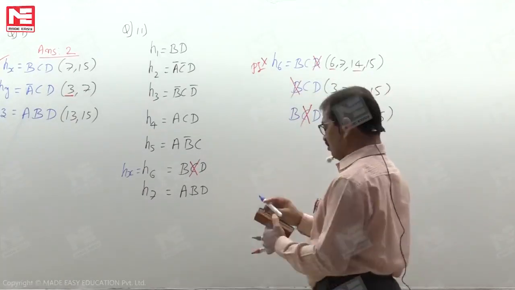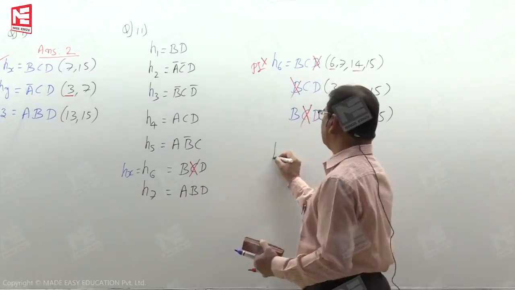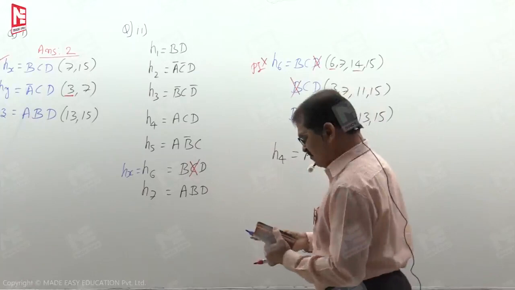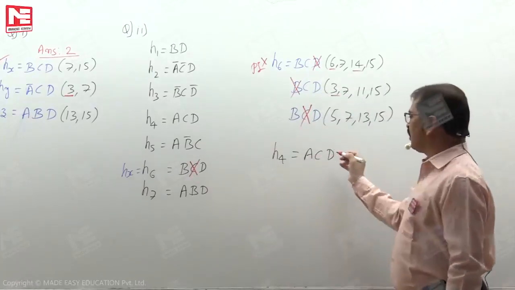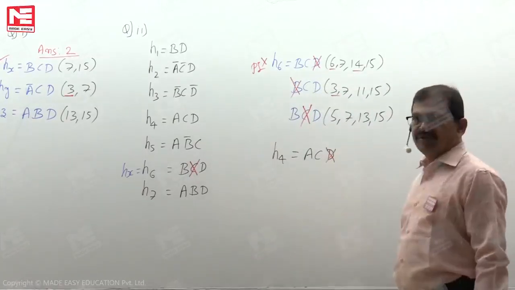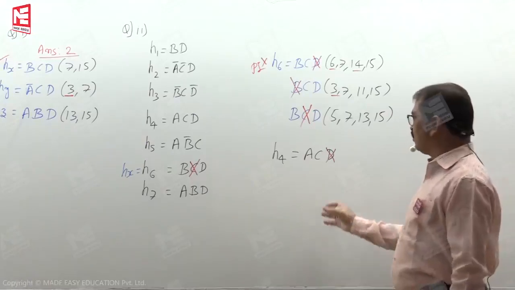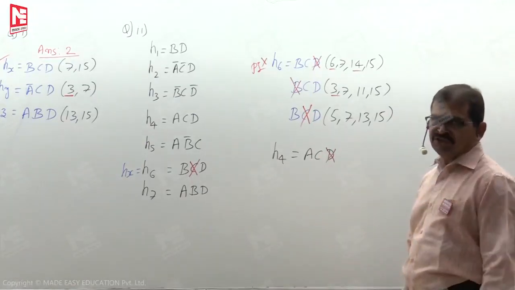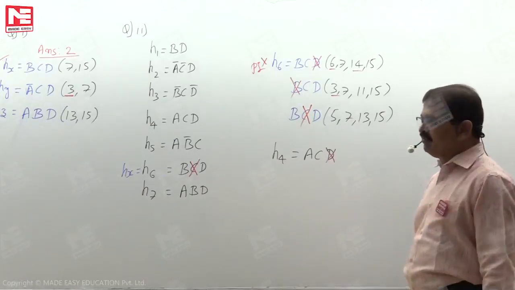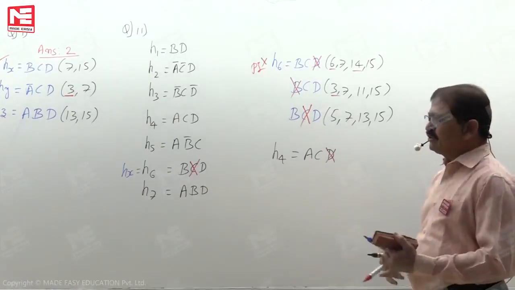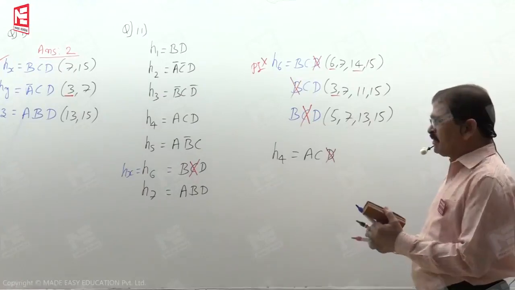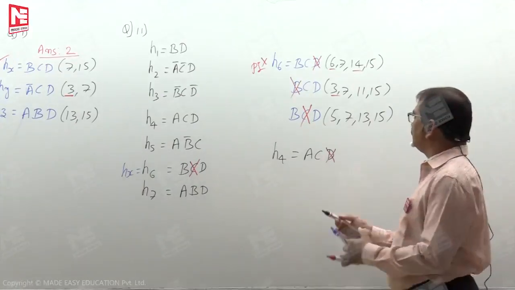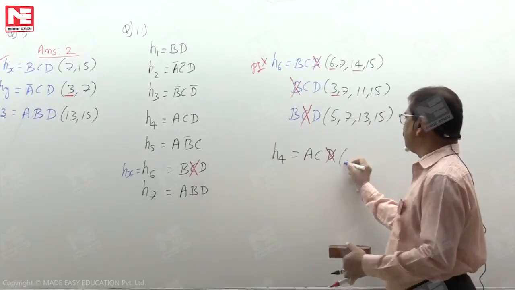H4 is ACD. Let us work a little fast. From this product, if we remove D, the product is AC. Once the product is AC, which group of 4 cells is it? A and C must be common. You can see from the map, the 4 cells must be 10, 11, 14, 15.